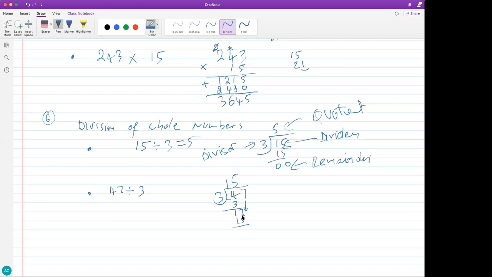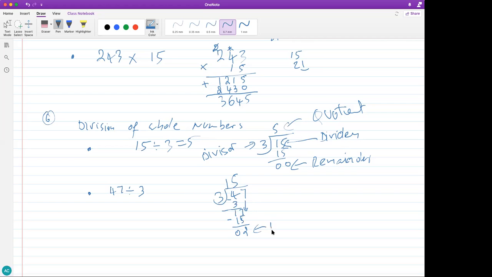What is the operation again? Subtract. 17 take away 15 is 2. 3 does not go into 2. We don't have any other numbers to drop down, so we're done at this point. This is pretty good. We don't have to get into decimals. We're going to learn that another day.